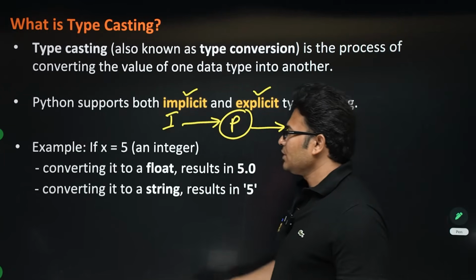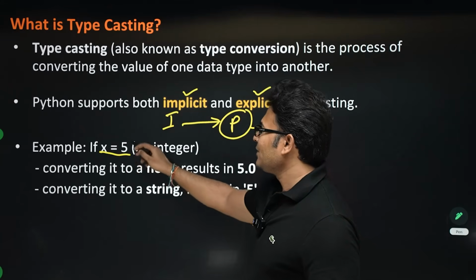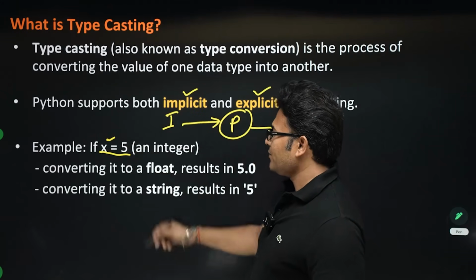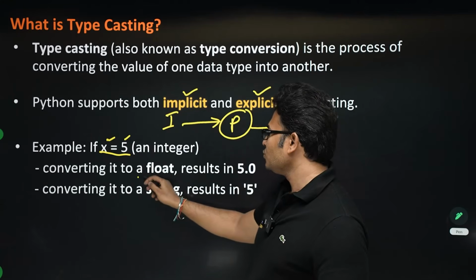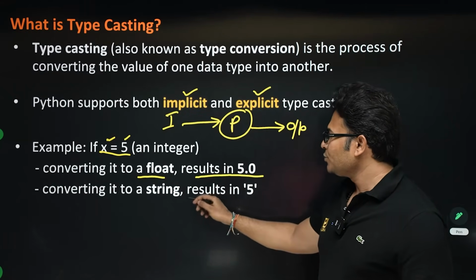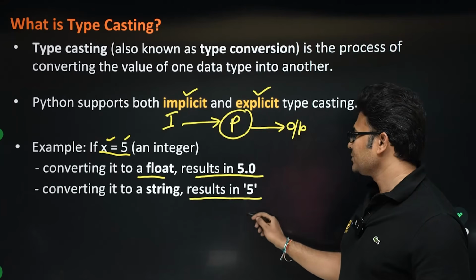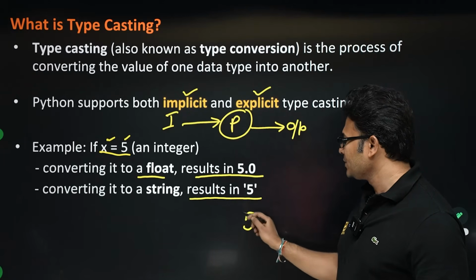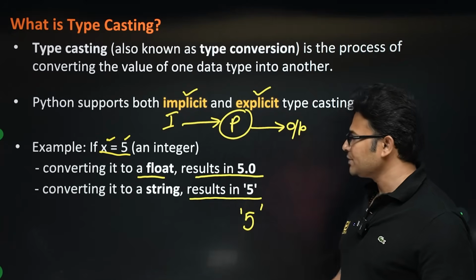Now for example, if x equal to 5, then x is an integer, 5 is an integer. Now converting it to float results in 5.0. You can convert it into a string, resulting in '5' like this. So if I put a number like this, and if I put quotes like this, that is a string.